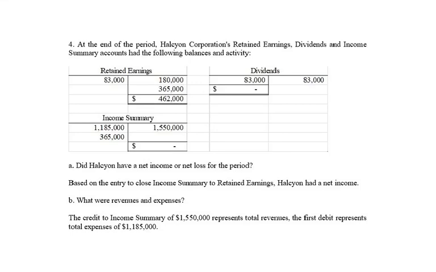And here's the last of the homework assignments for homework 3, part 4. But this one's going to focus mostly on closing entries, as you'll see in a moment. It begins with: we're at the end of the period, and Halcyon's retained earnings, dividend, and income summary accounts have the following balances and activities. So what you're doing here is interpreting some basic information based upon what you're staring at.